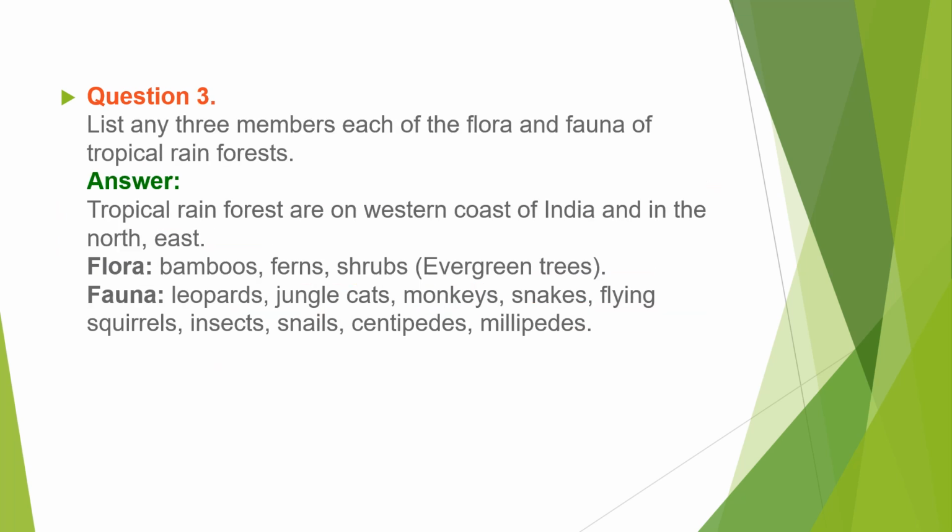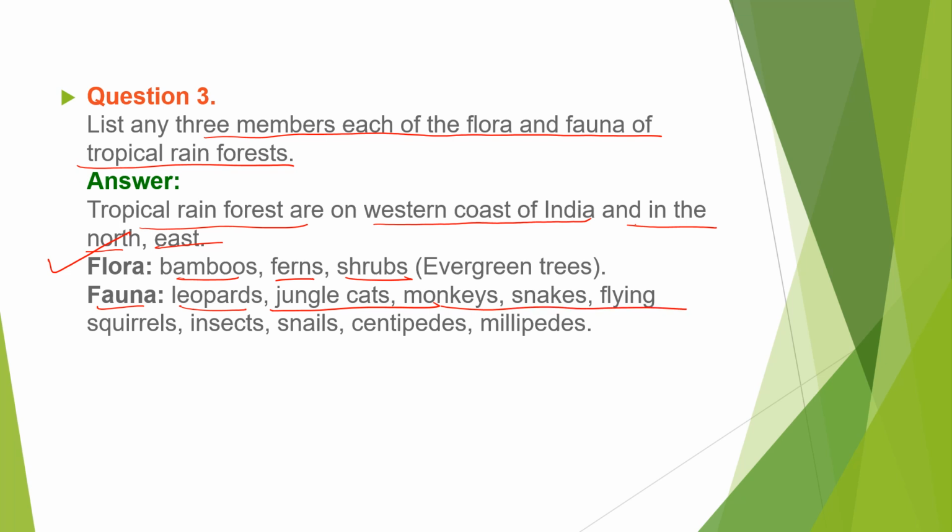List any three members of each flora and fauna of a tropical rainforest. So tropical rainforests are on the western coast of India and in the north and east. So flora: their flora is bamboo, fern, shrub, that is, the plants we have told fall under the flora, and fauna is leopards, jungle cats, monkeys, snakes, flying squirrels, insects, snails, centipedes, millipedes and all. Now we move on to the next part.